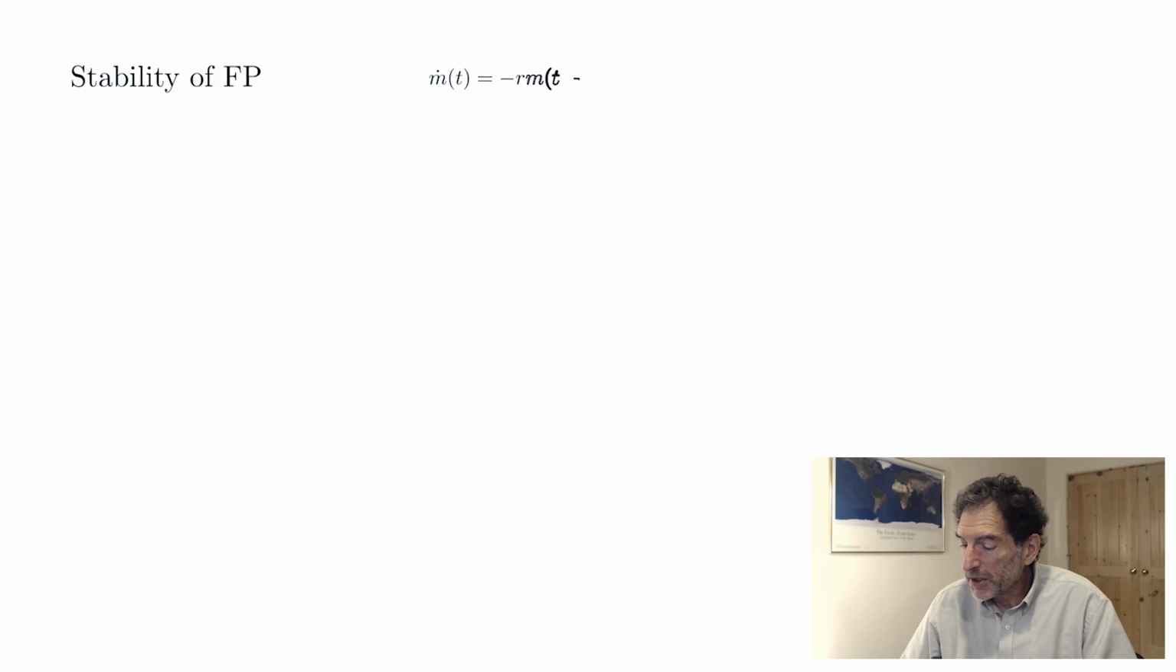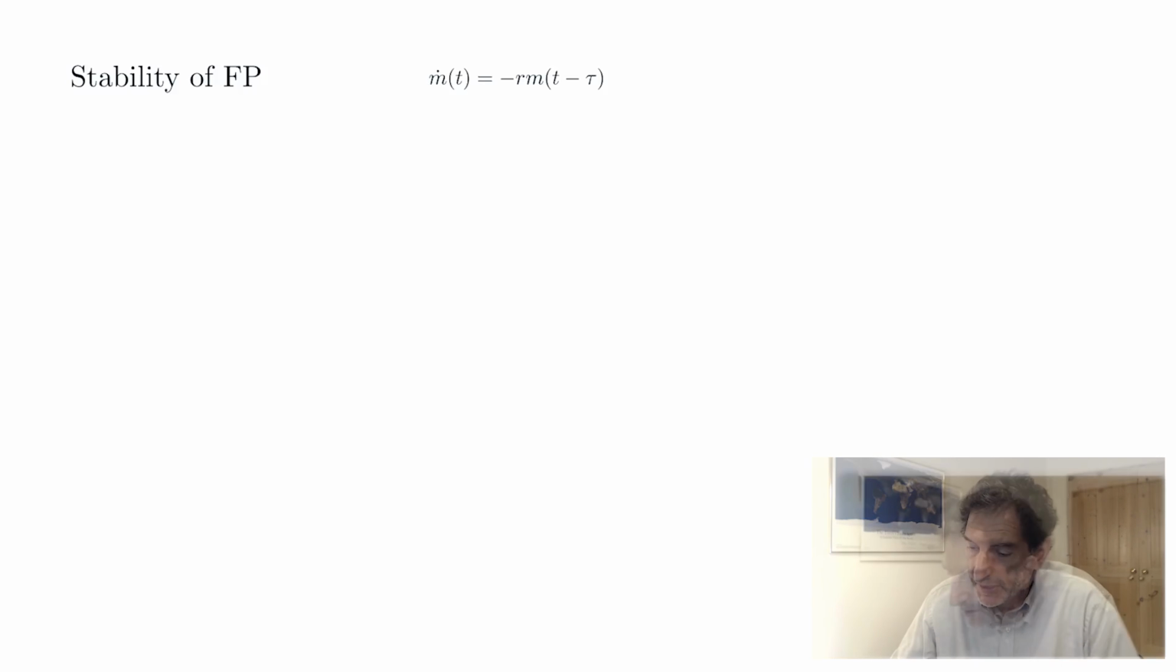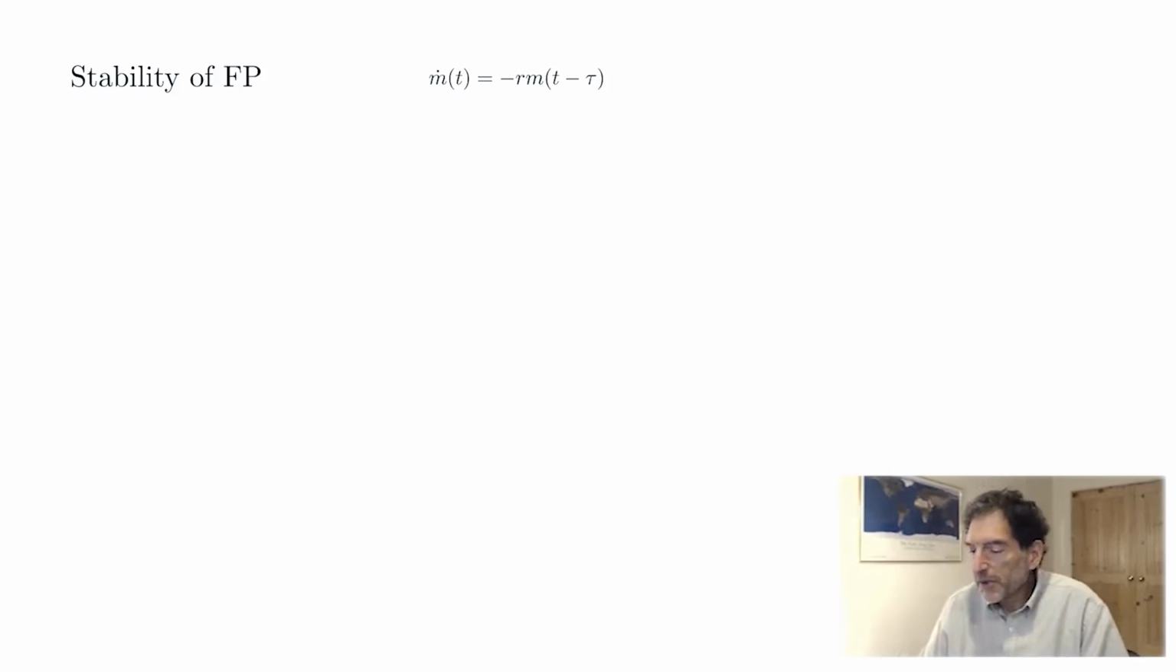For the Hutchinson model, we've seen that the equation of motion is m dot of t is equal to minus r m of t minus tau. Clearly, there's a fixed point at m equals 0. And the first thing we want to understand is the stability of this fixed point as a function of the time delay. So to keep the analysis simple, I'm just going to rely on geometric techniques.